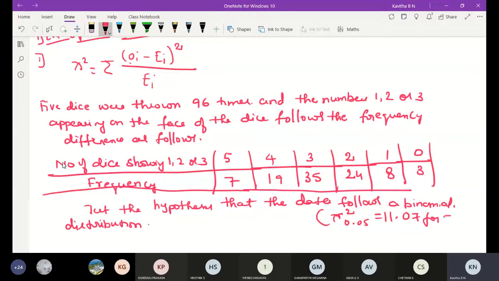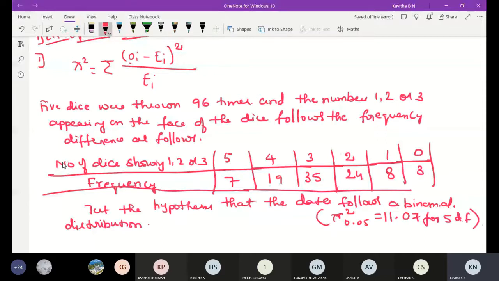Here chi-square distribution, but here frequency is given but the expectation value is not given. We need to find the expectation value here first. After that we have to apply the chi-square distribution formula, then we solve. Here the data gives the observed frequency, we need to calculate the expected frequency.